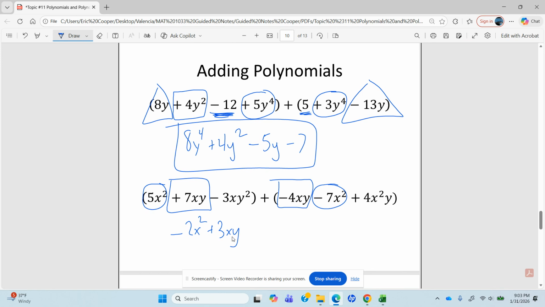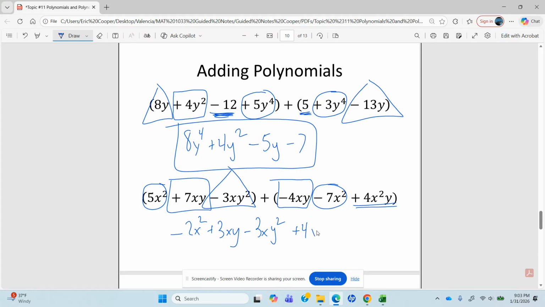Now be careful on the next one. Here I've got negative 3xy squared, but the last term I have over here is x squared y. These are not like terms. One of them has an x and a y squared, the other one has an x squared and a y. They're not going to be able to combine. Since there's nothing else to combine them with, we will bring them down just as they are.